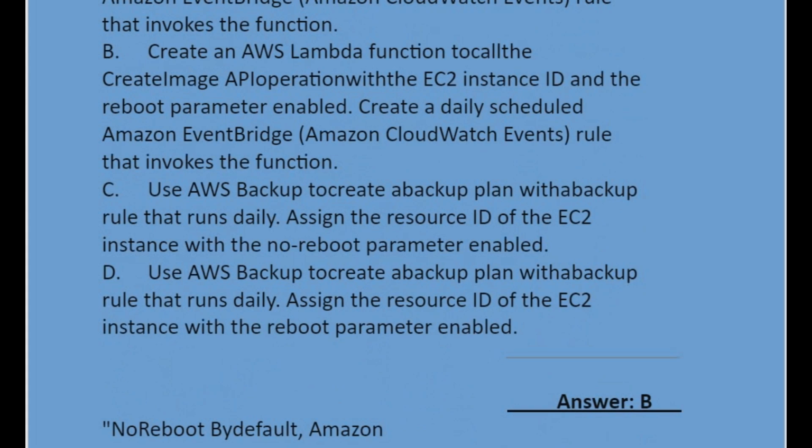Option C. Use AWS Backup to create a backup plan with a backup rule that runs daily. Assign the resource ID of the EC2 instance with the no-reboot parameter enabled. Option D. Use AWS Backup to create a backup plan with a backup rule that runs daily. Assign the resource ID of the EC2 instance with the reboot parameter enabled. Correct answer is option B.